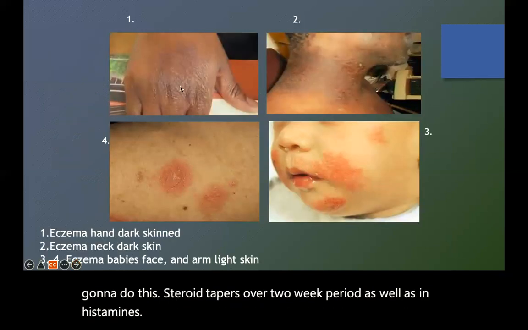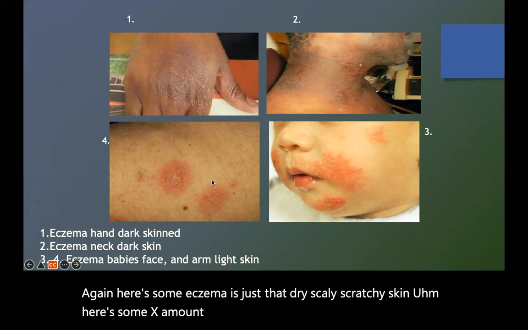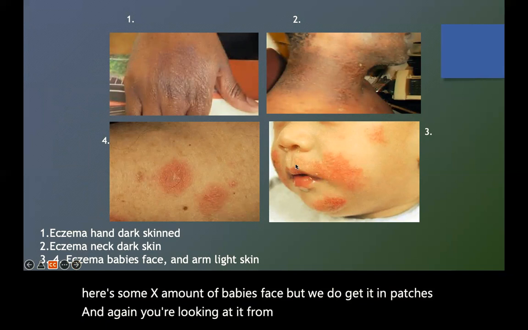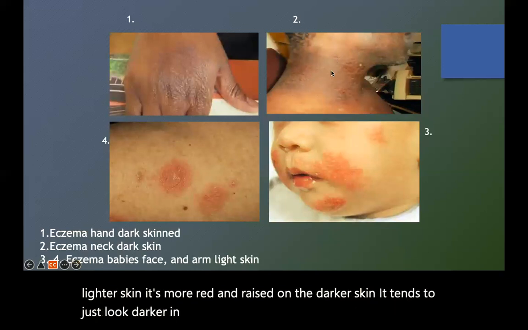Again, here's some eczema. It's just that dry, scaly, scratchy skin. Here's some eczema on a baby's face, but we do get it in patches. And again, you're looking at it on different skin colors. So on lighter skin, it's more red and raised. On darker skin, it tends to just look darker in color, but you still get those raised dry patches.